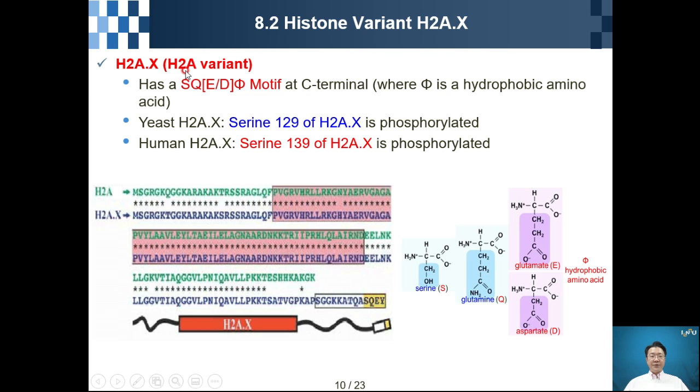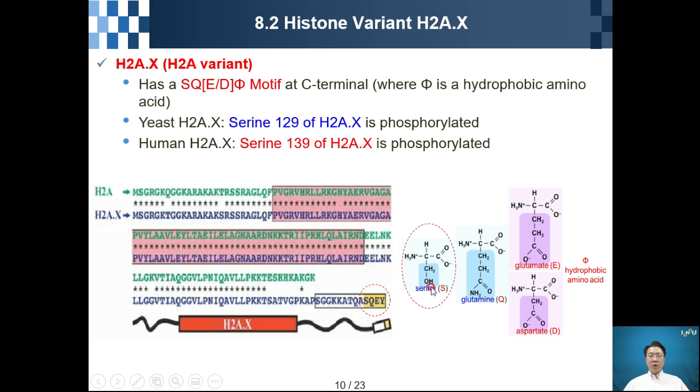H2AX is an H2A variant, and it also has a special motif at the end, the SQEΨ motif, at the C terminal. Here the first one is always serine. Serine has the OH here, so usually the phosphate can bind to this O.